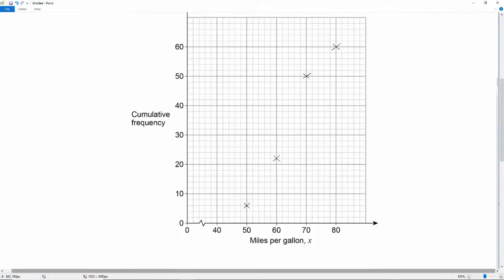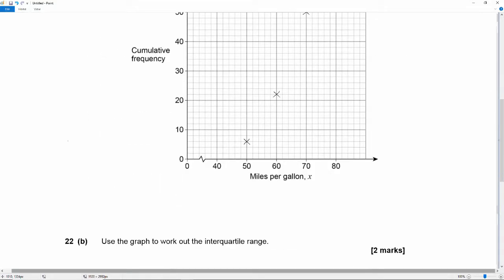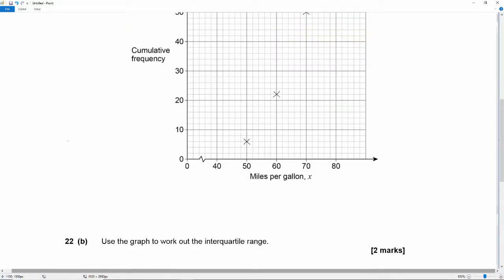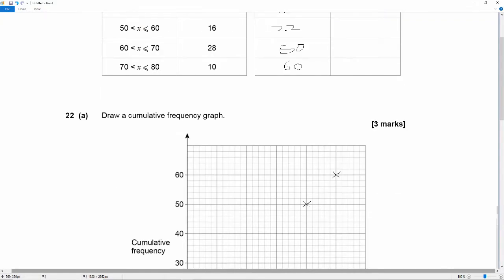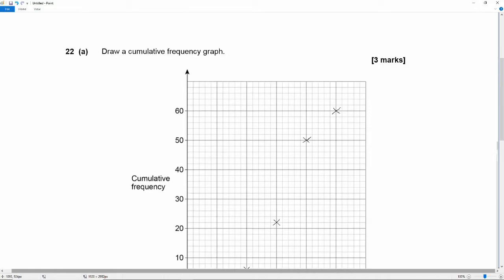Because I'm so bad at writing and drawing, I've actually taken the liberty of plotting the points already. But as you can see, where I've plotted them, because we're saying 6 cars get less than 50, we're plotting them at the upper bounds. So at the 50, we plot the 6. And at the 60 we plot the 22, which is the 6 plus the 16. And at the 70 we're plotting the 50, and at the 80 we're plotting the 60.